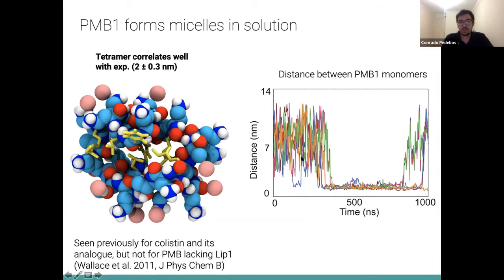And we also looked at the behavior of these monomers while forming the micelles, and as you can see, the monomers get together for quite some time. The micelle is formed for around 400 to 500 nanoseconds. Then they separate, so it can do this whole separating and forming again movement.